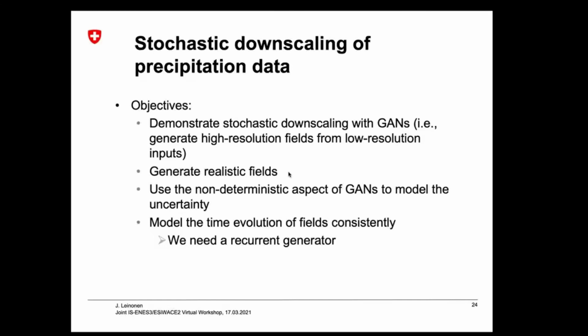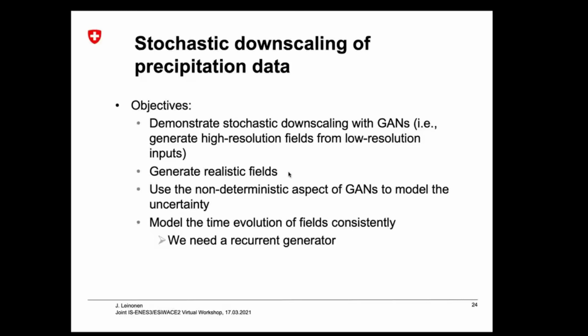So then we can move on to the second example that I'm going to go into in some detail. In this work, which we did last year, we were looking to demonstrate doing stochastic downscaling with GANs. This kind of overlaps with some work that was presented yesterday. And so here we're trying to generate high resolution fields from low resolution inputs.